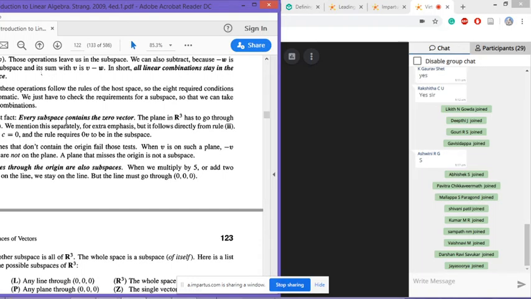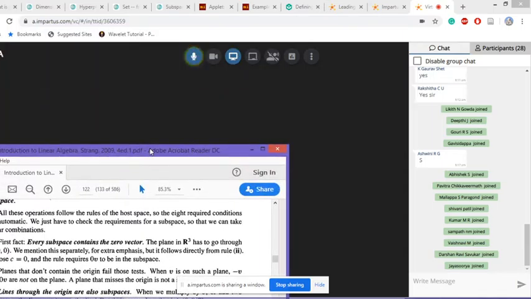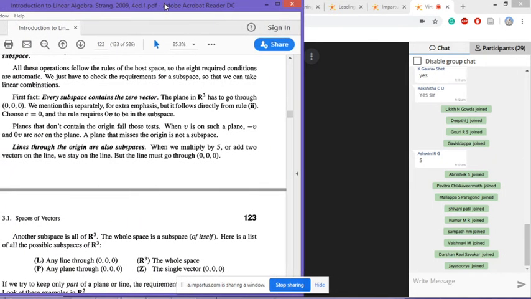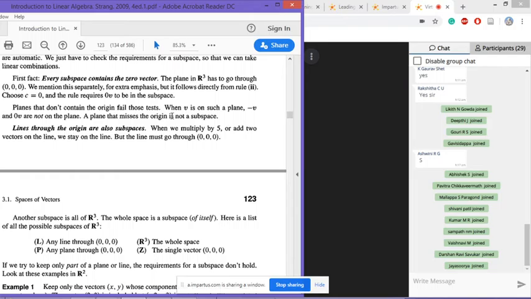Every subspace contains a zero vector. This is one of the facts you should note: every subspace contains the zero vector. The plane in R power 3 has to go through 0, 0, 0. As I told you, the vector should start from the origin. We did not mention this explicitly for rule 2, but it follows directly from rule 2, C times V. If you multiply by the constant 0, we are in the same subspace.